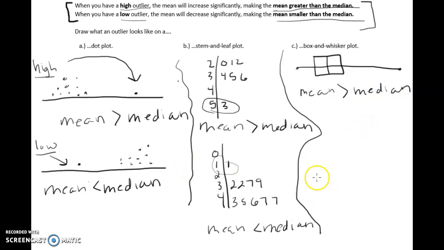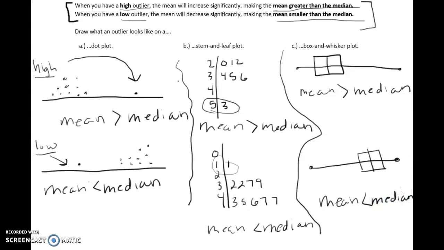And then if we had a low outlier, it's going to mean that we're going to have this long whisker on the left. This one low point is going to drag the mean down. So the mean will be less than the median.